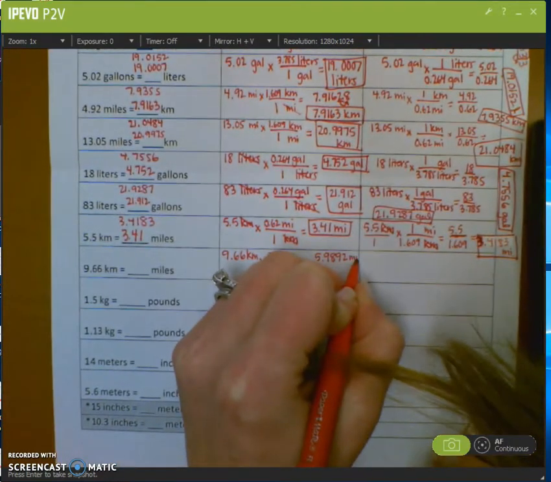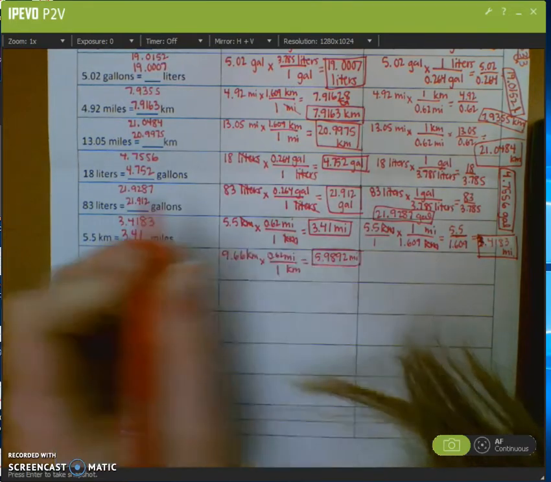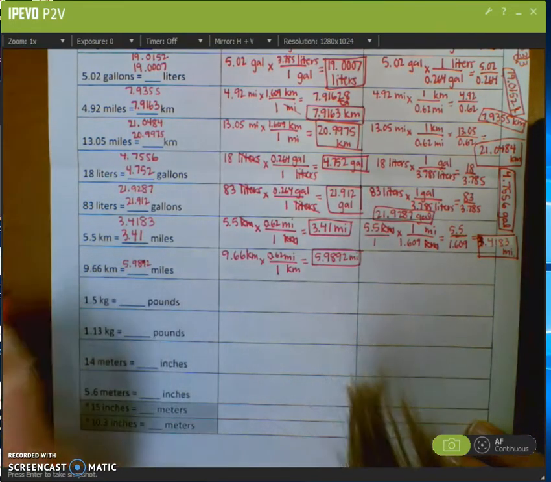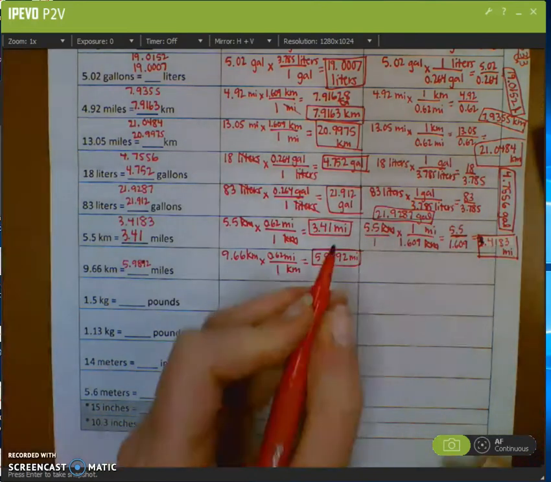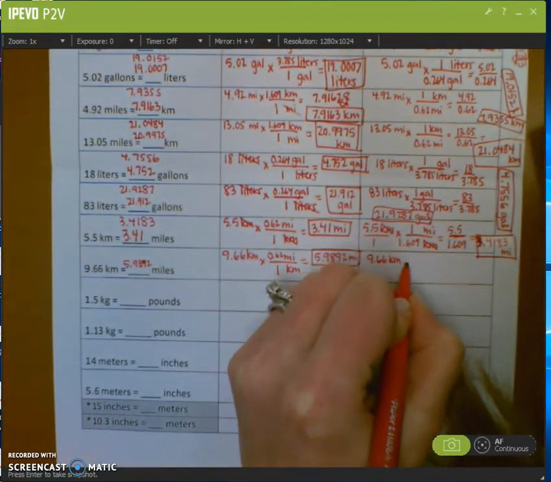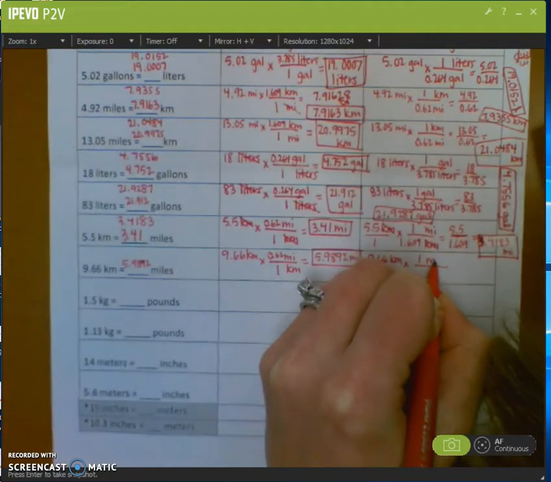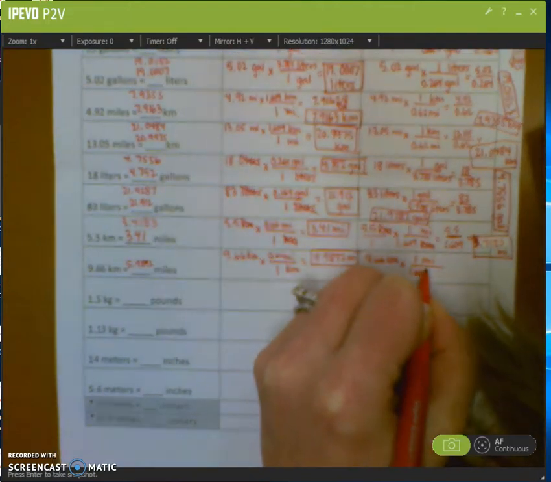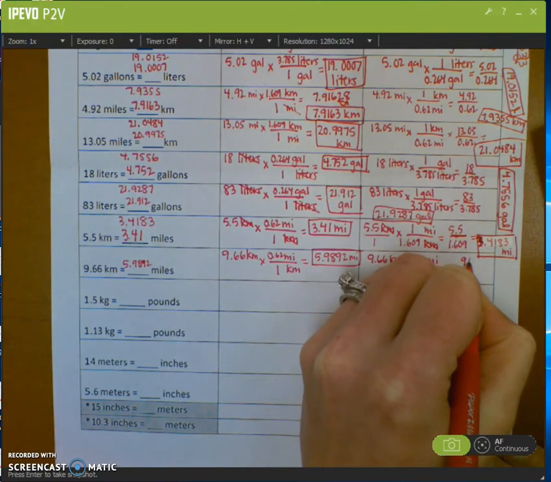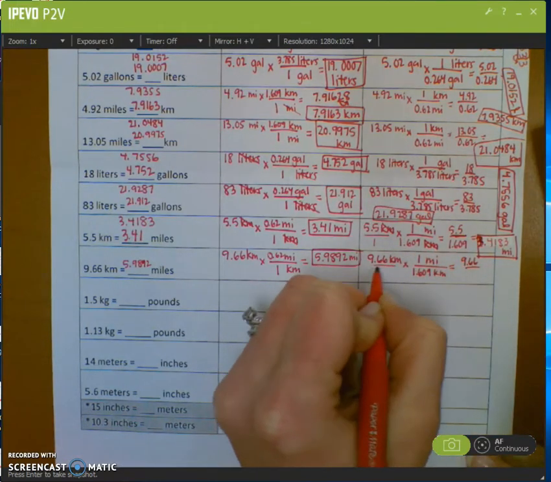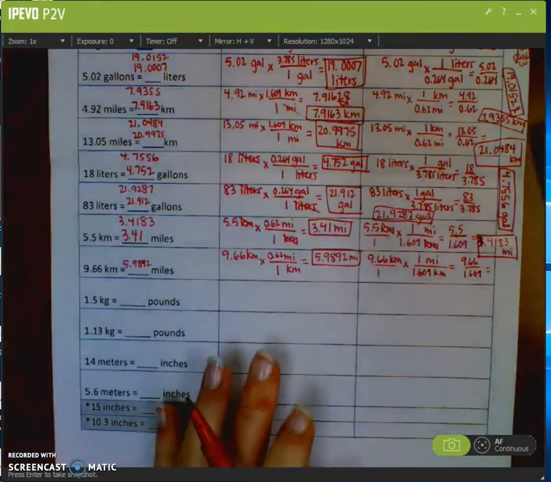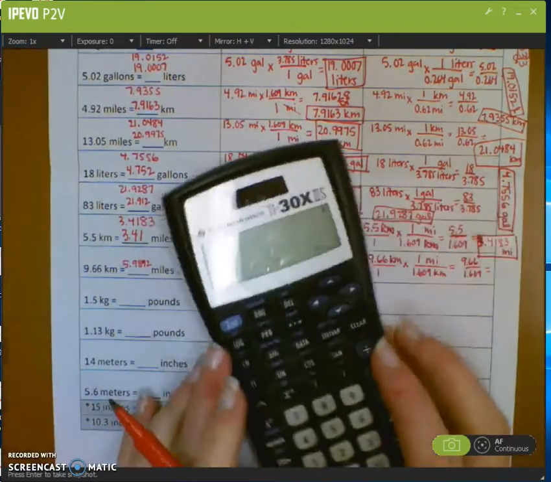5.9892 miles. I can also use the opposite conversion factor, 9.66 kilometers times 1 mile, which is equal to 1.609 kilometers. But when I do that and I multiply across my numerators, 9.66 and 1.609, I have to divide now. I'm adding kind of an extra step for myself.